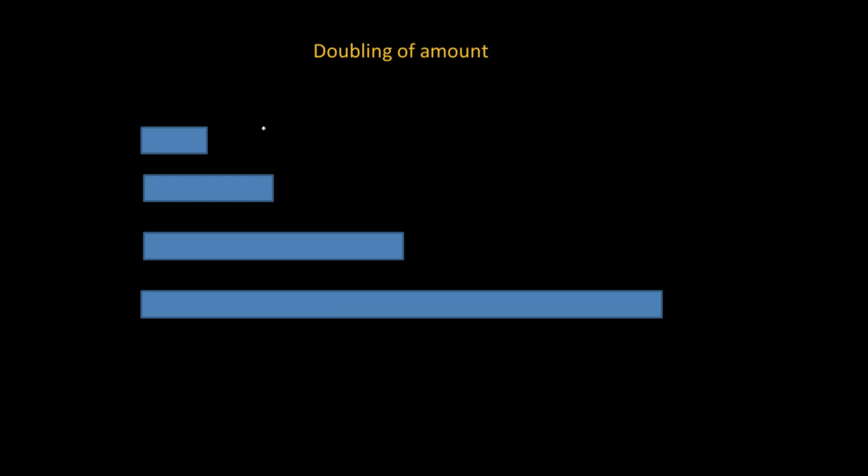For example, I am taking an amount of rupees, suppose 30 rupees, and these rupees are doubled each time. For example, the second bar is 30 multiplied by 2, which is rupees 60, and then this 60 rupees is again doubled and this becomes rupees 120, and this 120 is again doubled and we are getting 240 rupees.